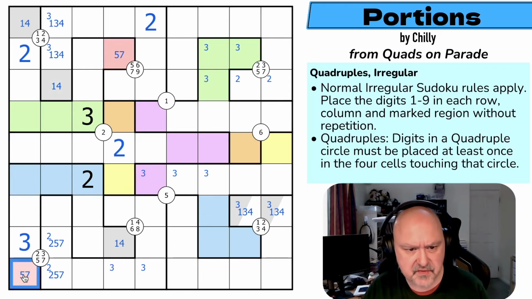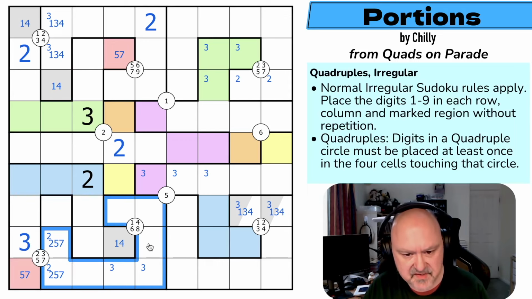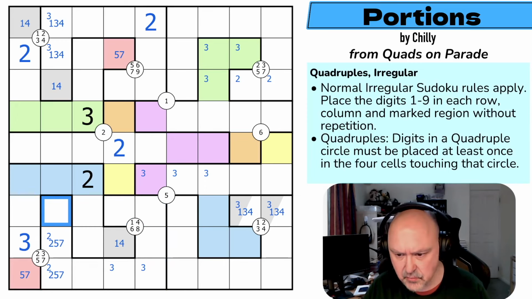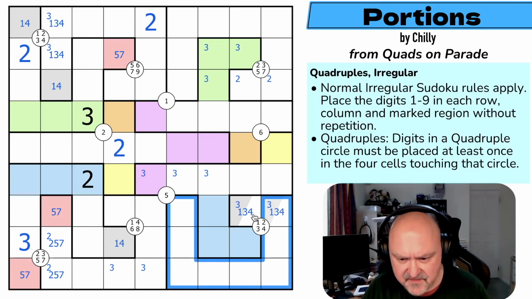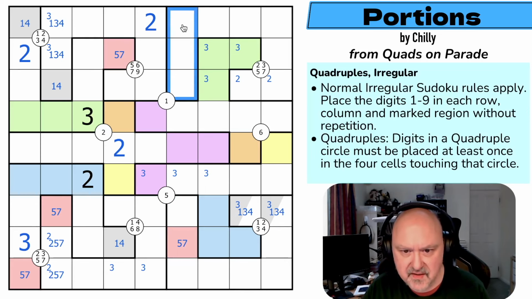And I can probably do the same with 5, 7 in this region. It can't be either of those. Red can't go in any of those. It can't go in any of those. This is the red 5, 7. So where is the red 5, 7 over here? It's not in any of those. It's not in any of those, and that's not it. This is the red 5, 7, and the 1, 4 in this region.